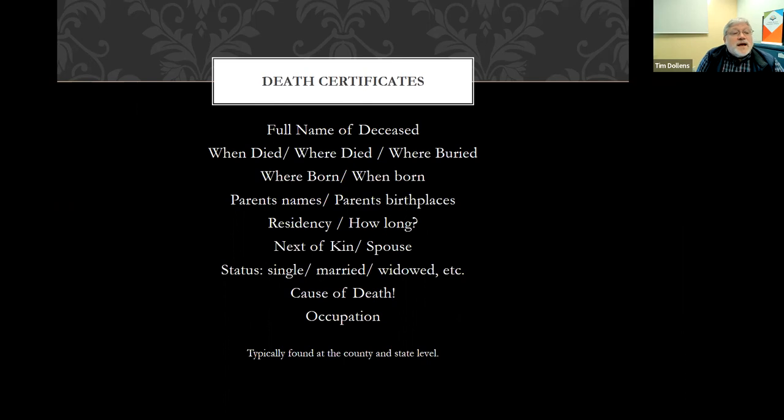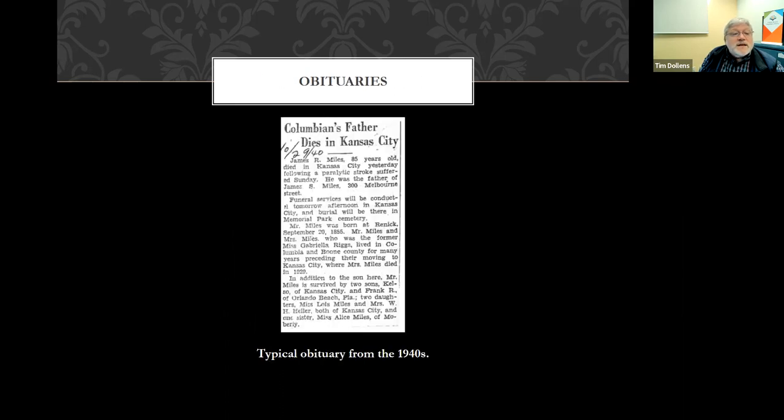And of course, death certificates are typically found at the county and state level. So depending on where they lived, it could be at the county courthouse, at the county clerk, or it could be in the state registrar, and it could be both. It varies from state to state.